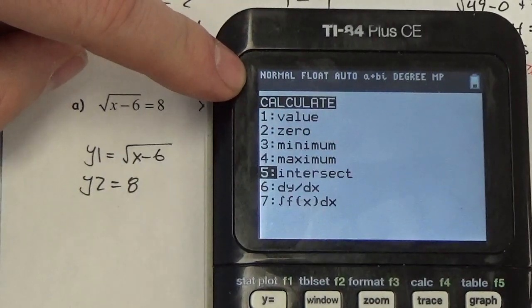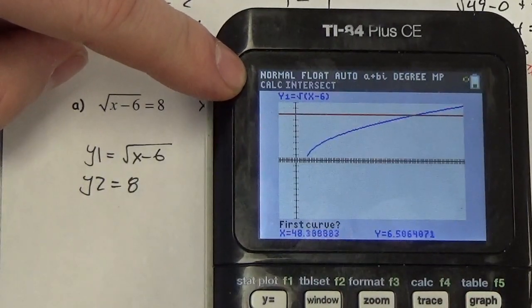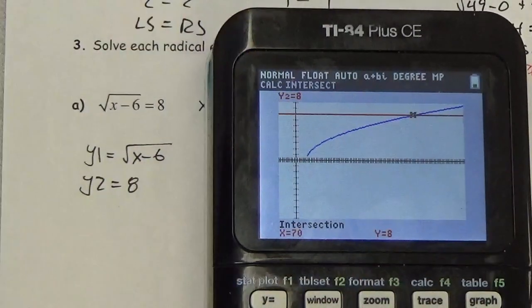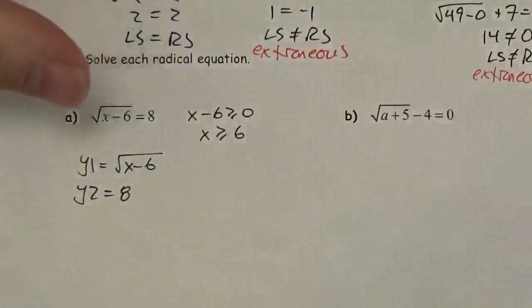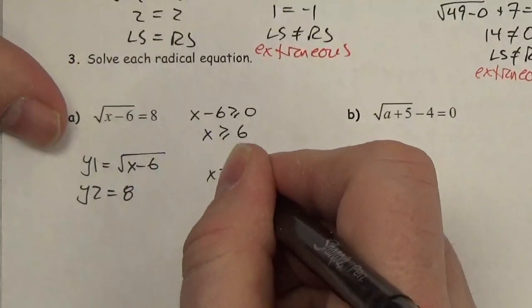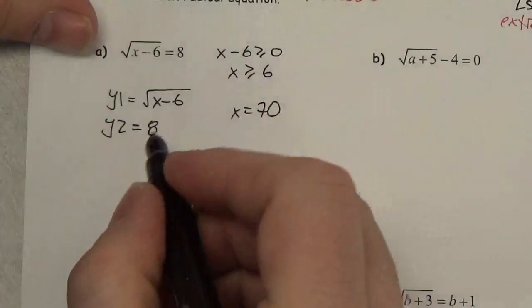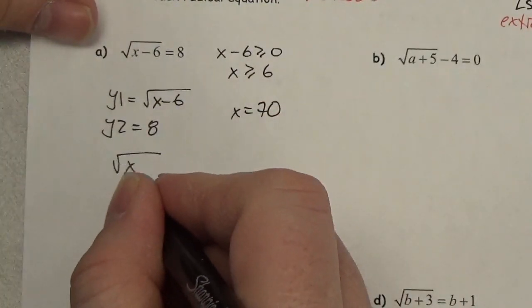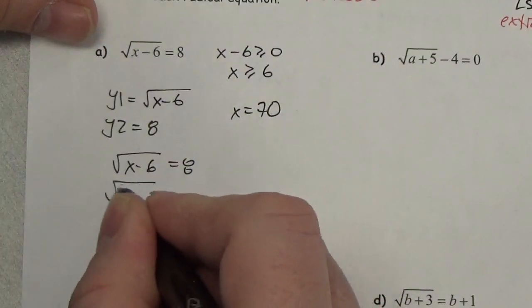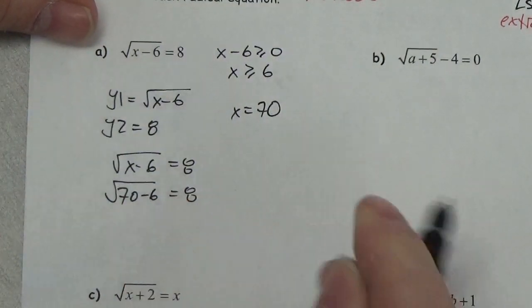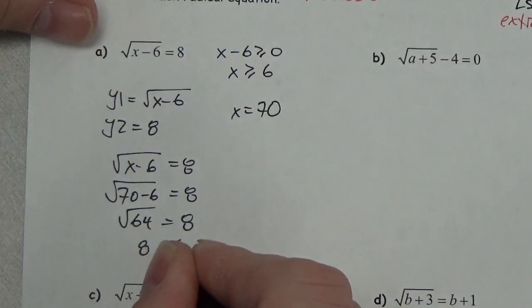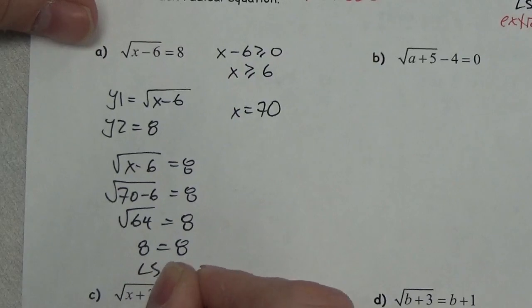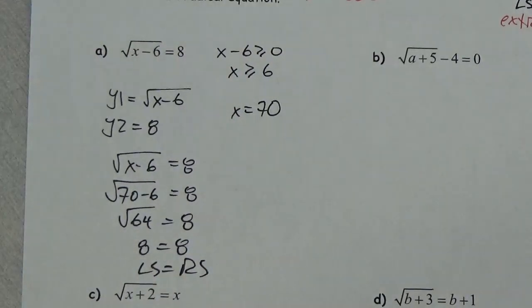So now we're going to go second trace. We're going to go down to intersect, move over to that point of intersection, close. I basically press enter 3 times, and notice, whoops, wrong way. My answer looks to be 70. So I'm getting x is equal to 70. Now let's just double check that, make sure that works. So x minus 6 should equal 8. 70 minus 6 should equal 8. 64 should equal 8. Oh, look at that. 8 equals 8. So left side is equal to right side. That is the solution that we're looking for.